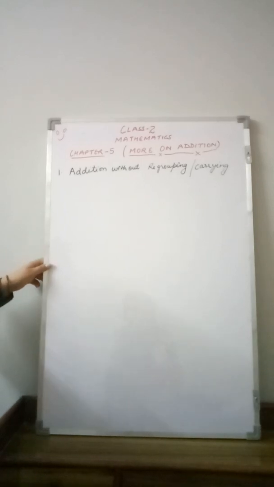Hello children, welcome to my new session, and today I am going to explain chapter 5, more on addition. Students, more on addition means something new on addition, how to add by different methods. In the previous chapter, we have done addition by a lot of different methods, like by slanting lines, by making dots, by drawing objects, and with the help of the hopping line. Now today I am going to explain two more methods of addition.